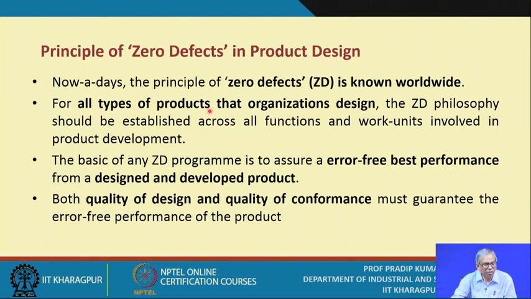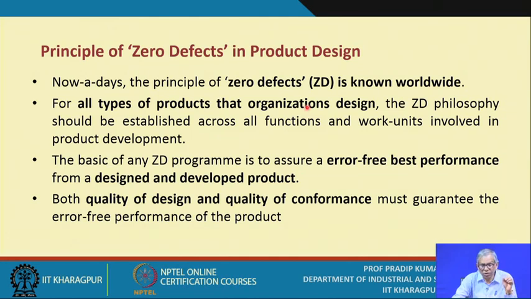Now, many years back in the early 60s, the US Department of Defense developed a program with respect to their missile project, and they started calling it the zero defects program.